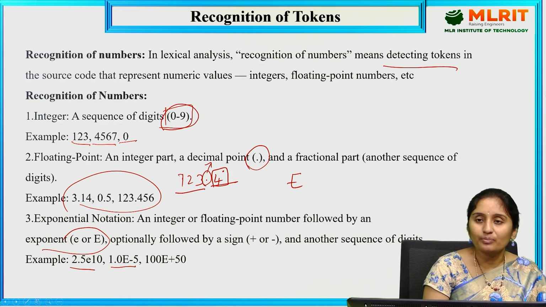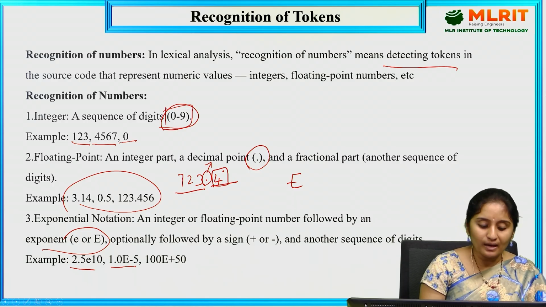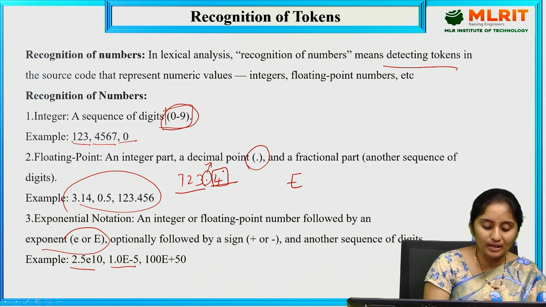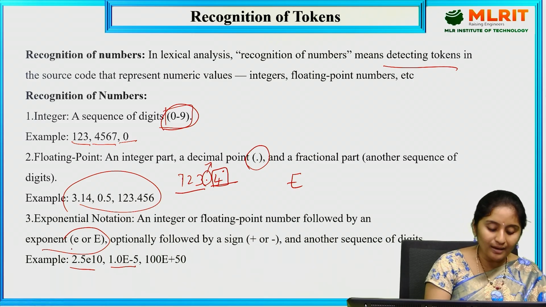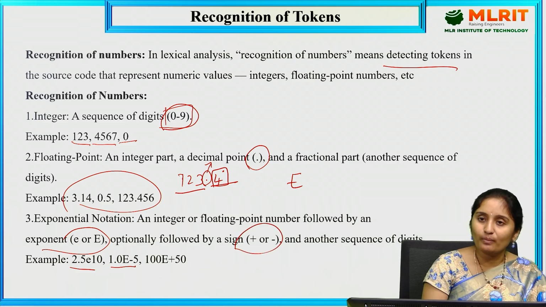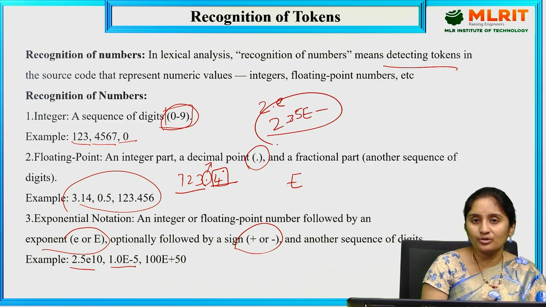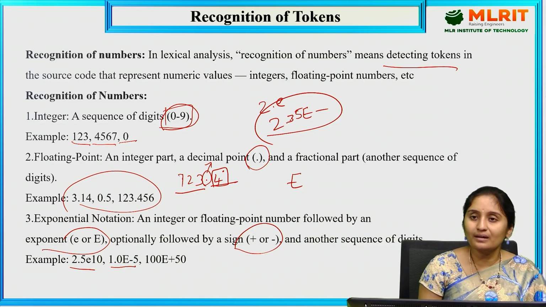So the numbers can be represented using integers or floating point numbers. Integers are represented by the digits 0 to 9. A floating point number has a decimal part and a fractional part. In exponential notation, an integer or a floating point number is followed by an exponent like capital E or small e, with signs like plus or minus placed with the digits, such as 2.35e-, or e plus, or no sign. So these are the ways we can recognize numbers.